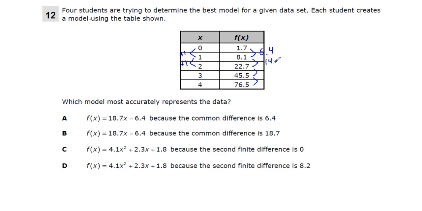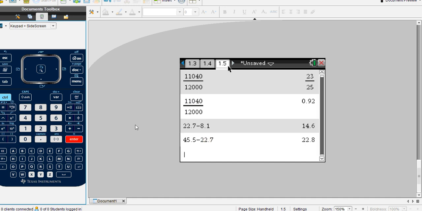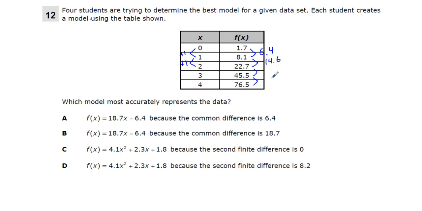That's 14.6. Next one we have 45.5 minus 22.7. We get 22.8 for that one. And the last one we have is 76.5 minus 45.5. That's going to be 31. So definitely you're not talking about a linear function. A and B would be linear functions.